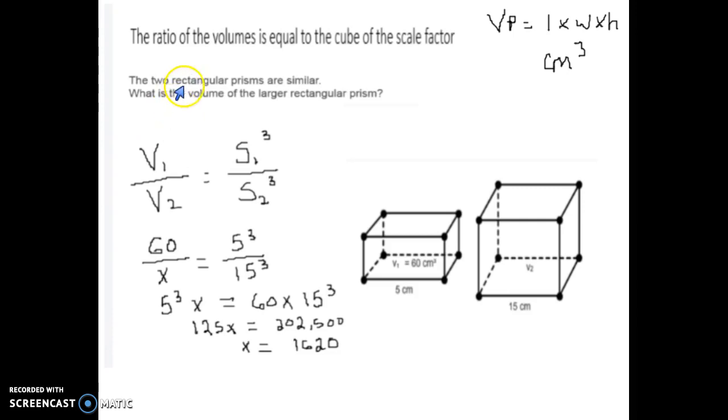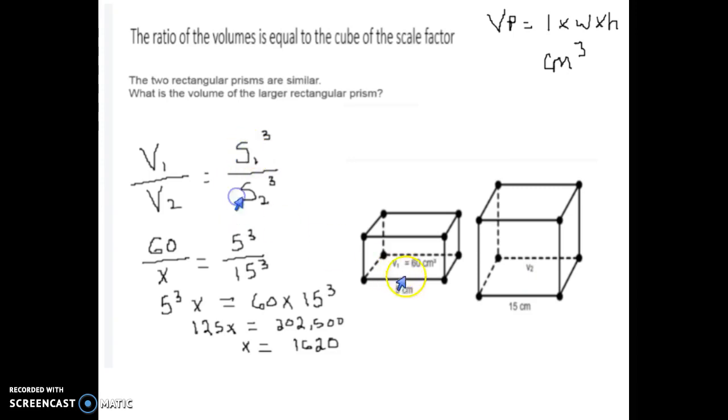Okay, so you're going to set up a ratio. It gives you two rectangular prisms, and they are similar. What's the volume of the larger prism? So we're looking for this volume. So the ratio you're going to set up is the volume of this one over the volume of this one is equal to the scale factor cubed.